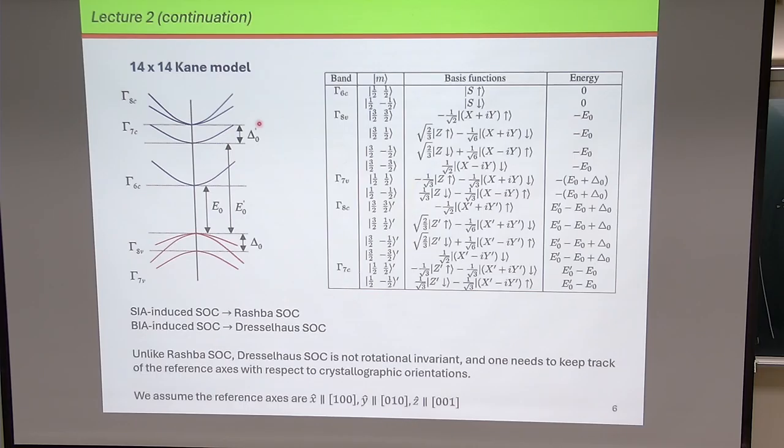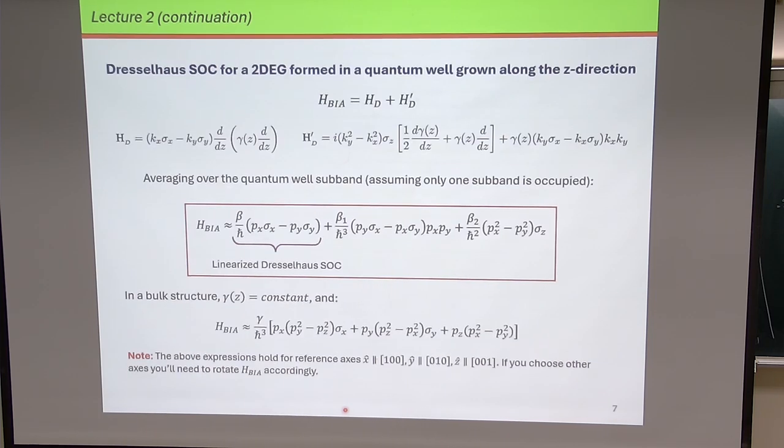But when I write the Dresselhaus spin-orbit coupling, I should specify the axis because it is not the same if you took different reference axes. So what I'm going to write here, assume this reference axis. My x direction is along the 1, 0, 0 direction, y along 0, 1, 0, and z along 0, 0, 1. And this is what you get from this bulk inversion asymmetry induced spin-orbit coupling.